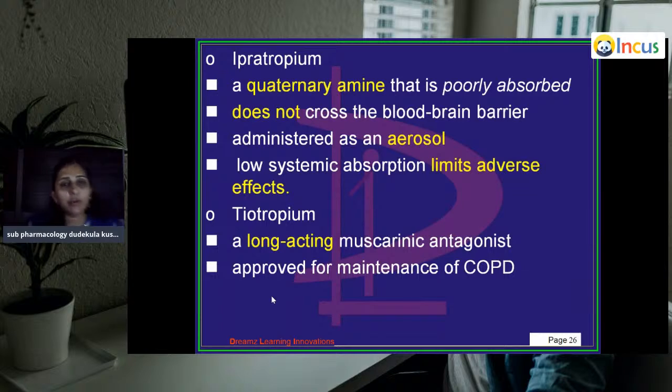Okay, now ipratropium. Ipratropium is a quaternary amine that is poorly absorbed and does not cross the blood-brain barrier. It is generally administered as an aerosol, which lowers systemic absorption and limits the adverse effects. Tiotropium: I repeat once again, ipratropium is short-acting. Tiotropium is long-acting. It is a long-acting muscarinic antagonist that is mainly approved for the maintenance of COPD, chronic obstructive pulmonary disease.